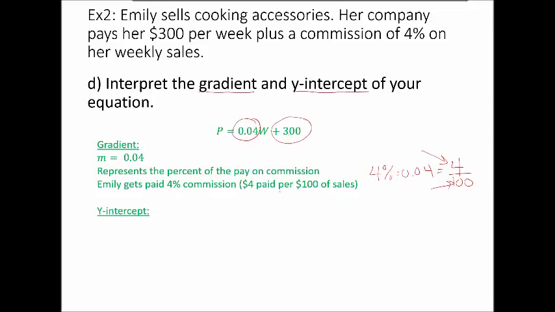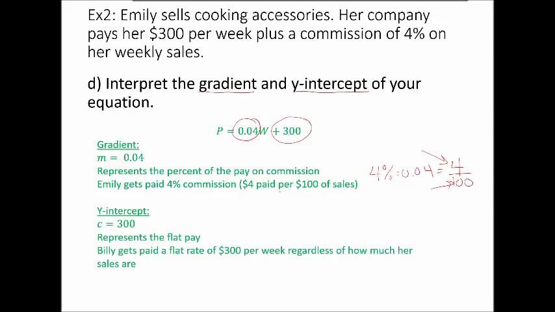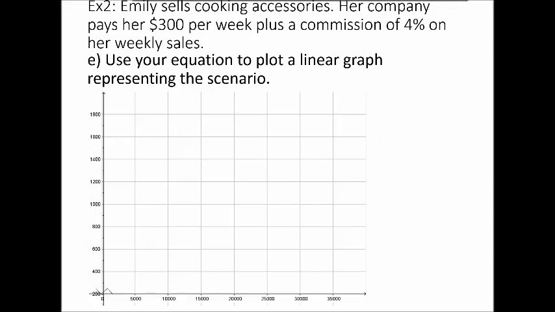So that leaves the 300 to be my y-intercept. Well, that represents her flat rate. Oops, that should be Emily, sorry. So Emily gets paid a flat rate of $300 per week, regardless of how much her sales are. So even if she doesn't sell anything, she still gets $300 for working for the company. So we've started with this scenario, we've got our equation, we've interpreted our equation, now let's graph it.